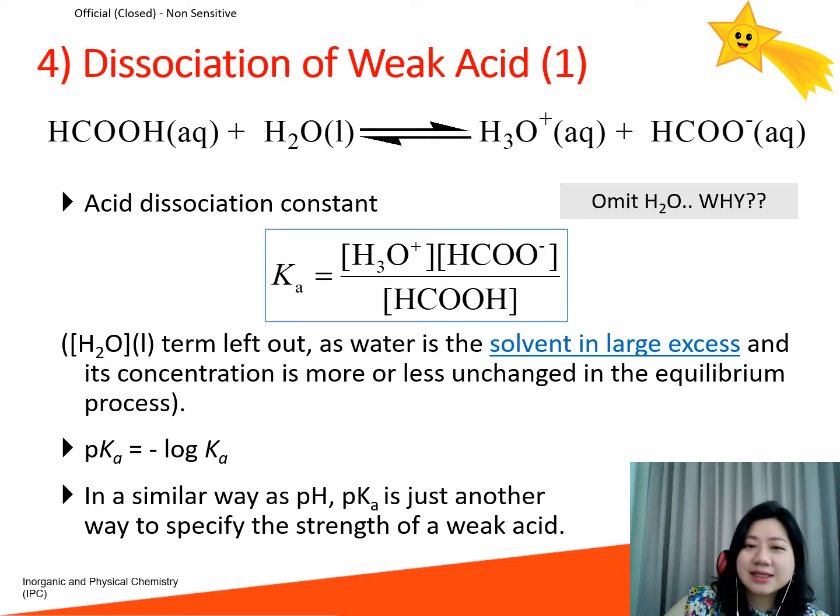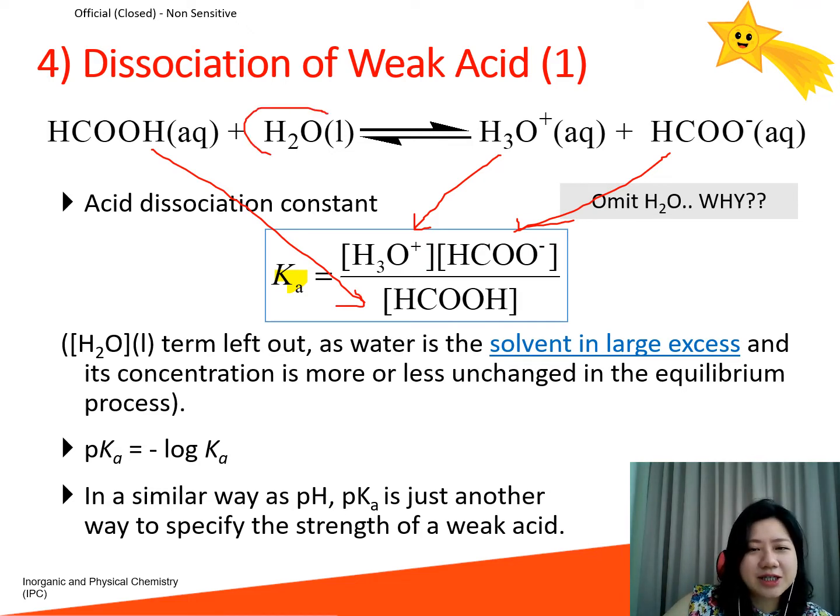So let's look at the acid dissociation equation of a weak acid. Let's use formic acid, HCOOH, as an example. The equilibrium constant is called the acid dissociation constant and is written as Ka. A stands for acid. Ka equals the concentration of the products, which are H3O plus and HCOO minus, divided by the concentration of the reactant, which is HCOOH.